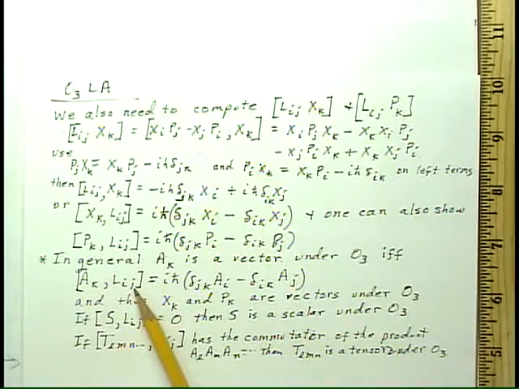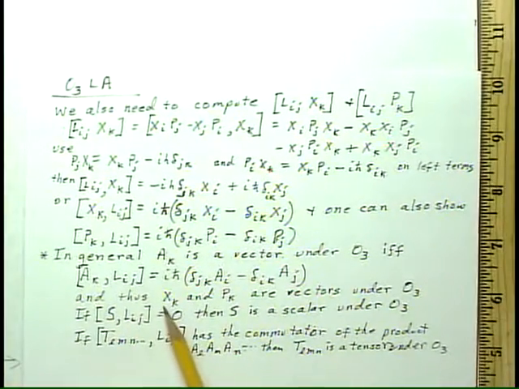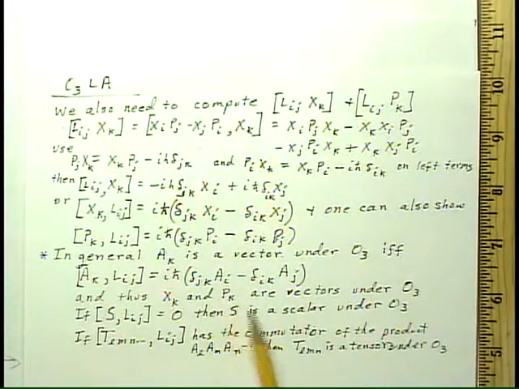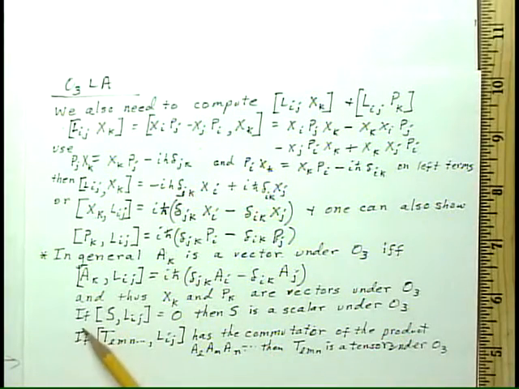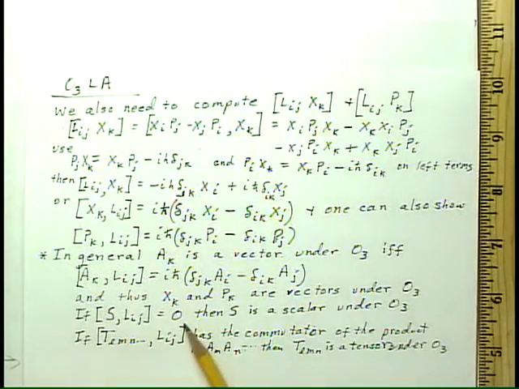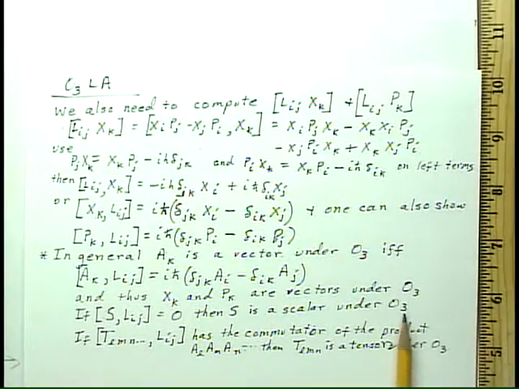When we become more familiar with the Lie groups, we see that the commutator of the generator of the Lie group with an object defines, of course, how that object will behave under the group generated by that infinitesimal transformation. So we can see here that x_k and p_k are vectors under O3. Now moving on from that, if we have an object S such that S with L_ij is equal to 0, then we say S is a scalar under O3.